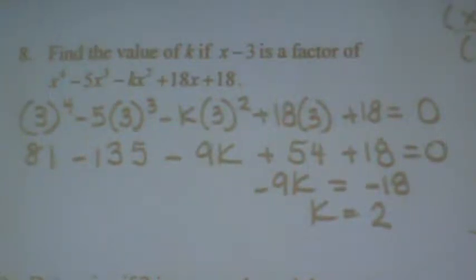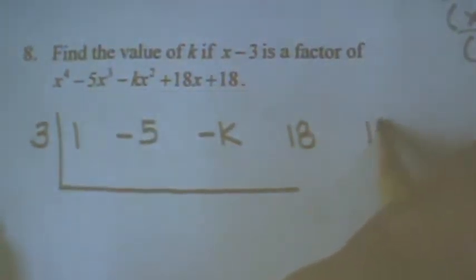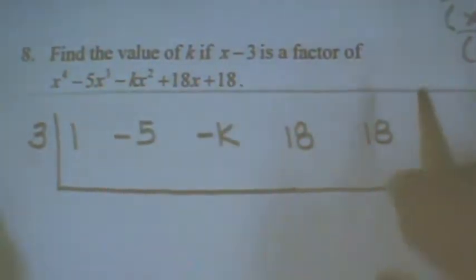The other way you could have done it is this way. You could have used synthetic division. You would put a 3 outside, a 1, a negative 5, a negative k, an 18, and an 18. This is how you could have done this also.